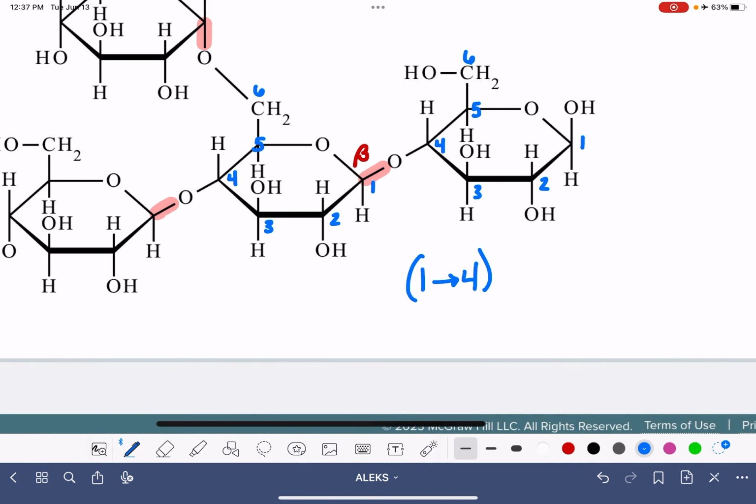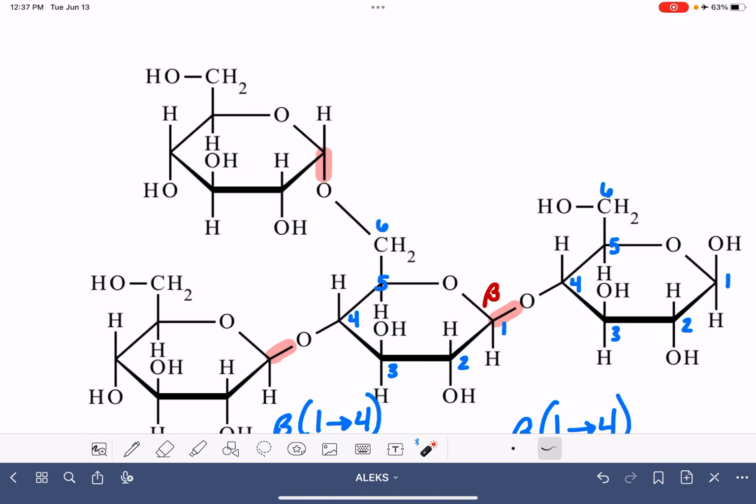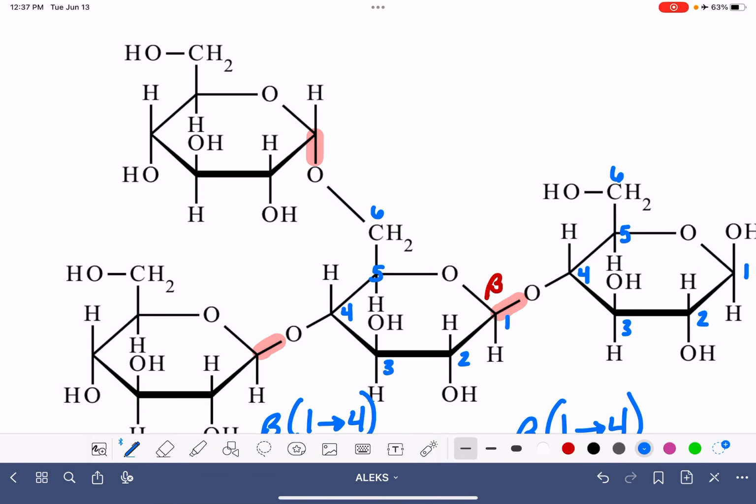And we're going to write that symbol, beta, in front of the parentheses. As I said, these 2 glycosidic bonds are identical, so they are both beta 1,4. This glycosidic bond is different, so it's going to get a different symbol.